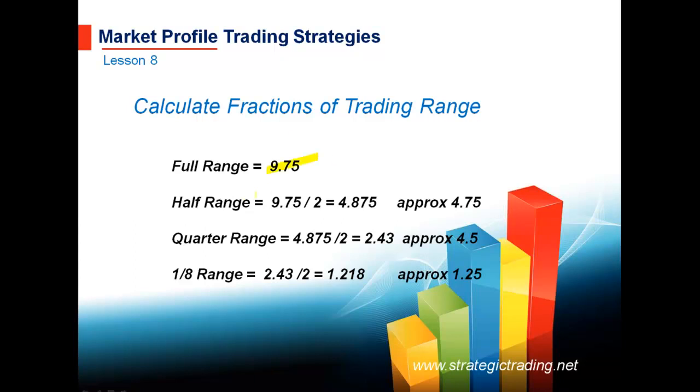All right. Now, armed with this number, here's what I want you to do next. I would like you to calculate half the range, which is basically take this number and divide it by 2, and it'll give you half. By the way, this technique works for any instrument that you want to trade. It's a very powerful technique. Okay, we're going to approximate 4.875. We're going to call that 4.75 on the ES Mini. A quarter of my range is going to be 4.5, and an eighth of the range is going to be about 1.25. So now I know what the full range is: half, quarter, and an eighth. Very simple, very easy math.